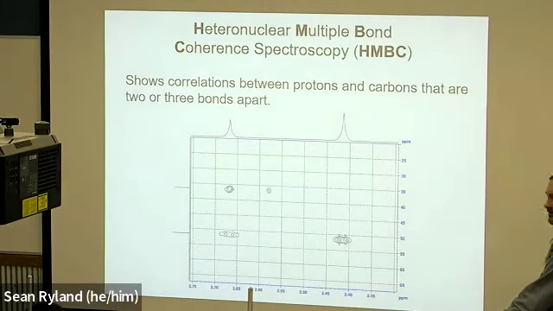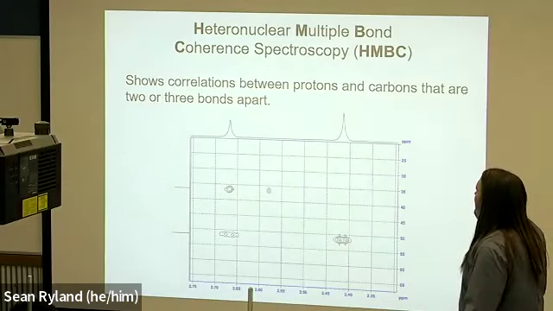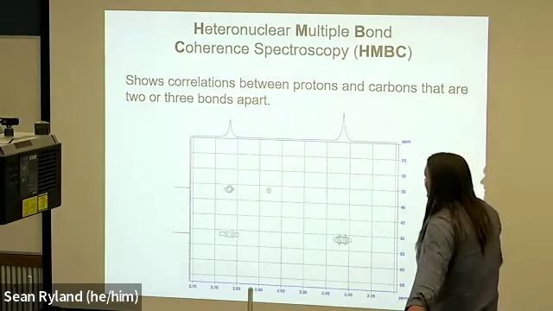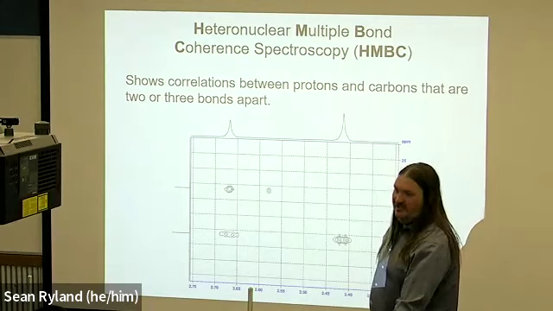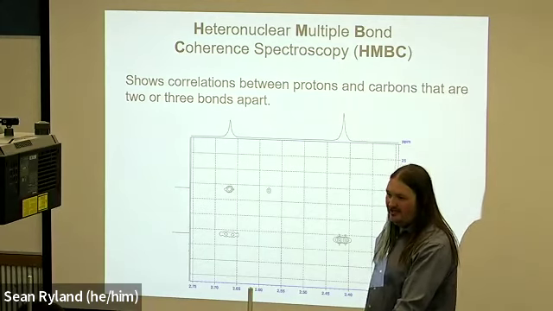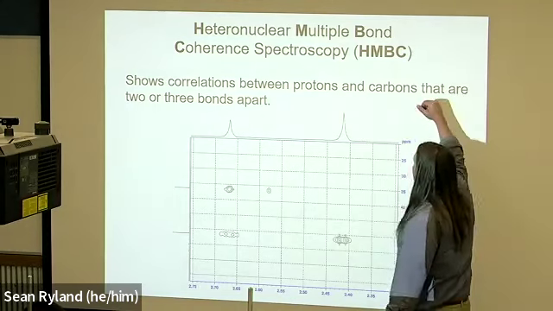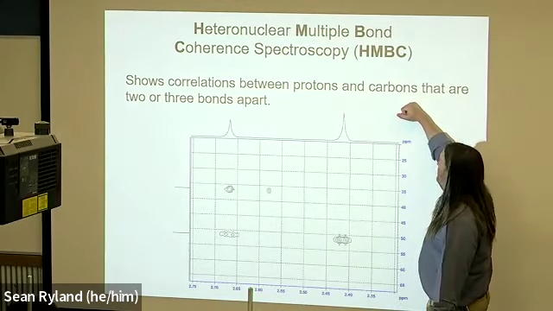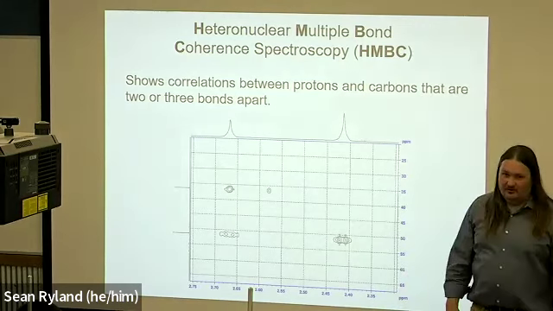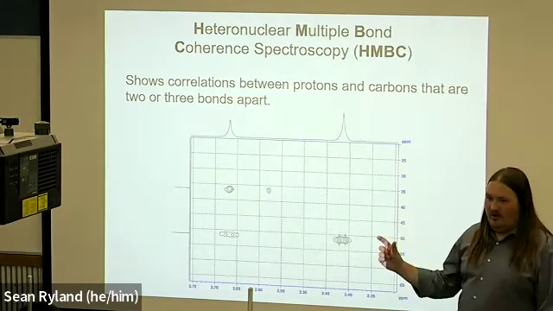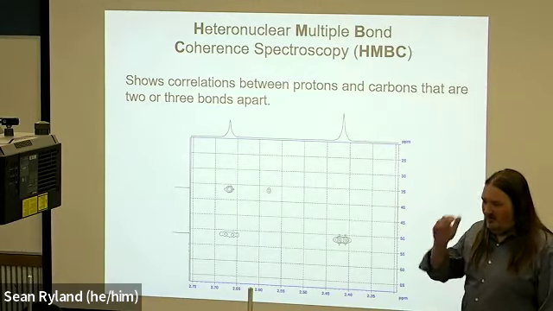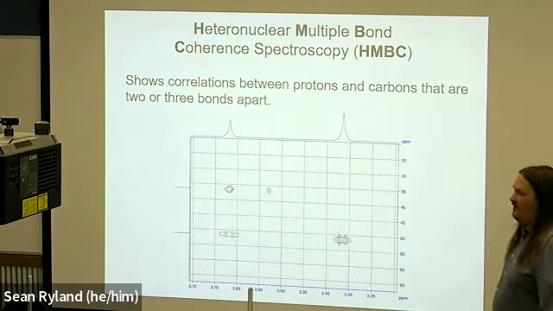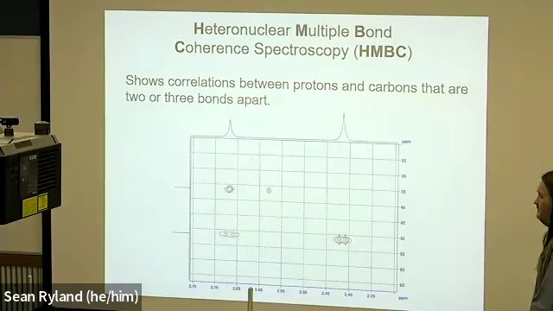This is the trickiest one. HMBC is heteronuclear multiple bond coherence spectroscopy. So HSQC shows you protons that are directly attached to those carbons. HMBC shows protons and carbons that are 2 or 3 bonds apart. So not 1 bond, not 4 bonds, 2 or 3 will give you a signal. And that counts the hydrogen bond.